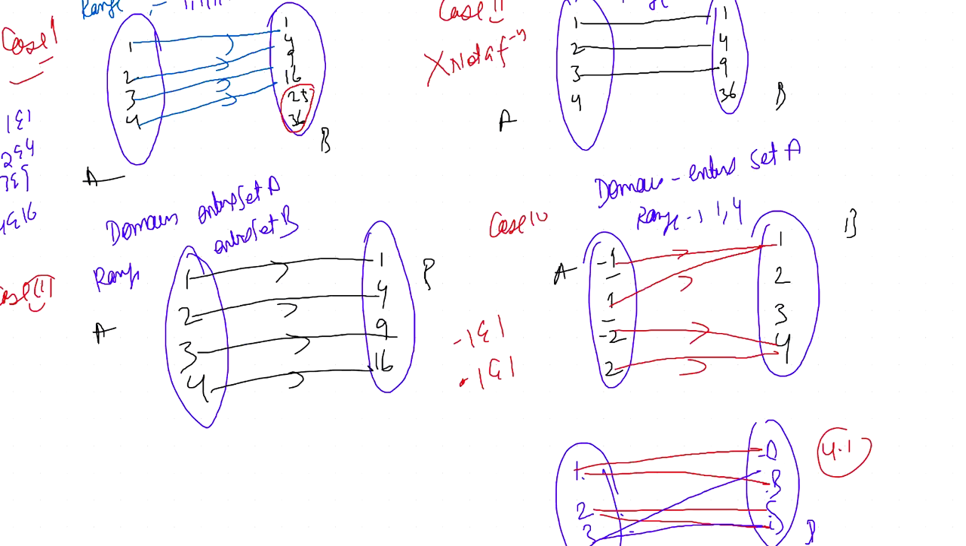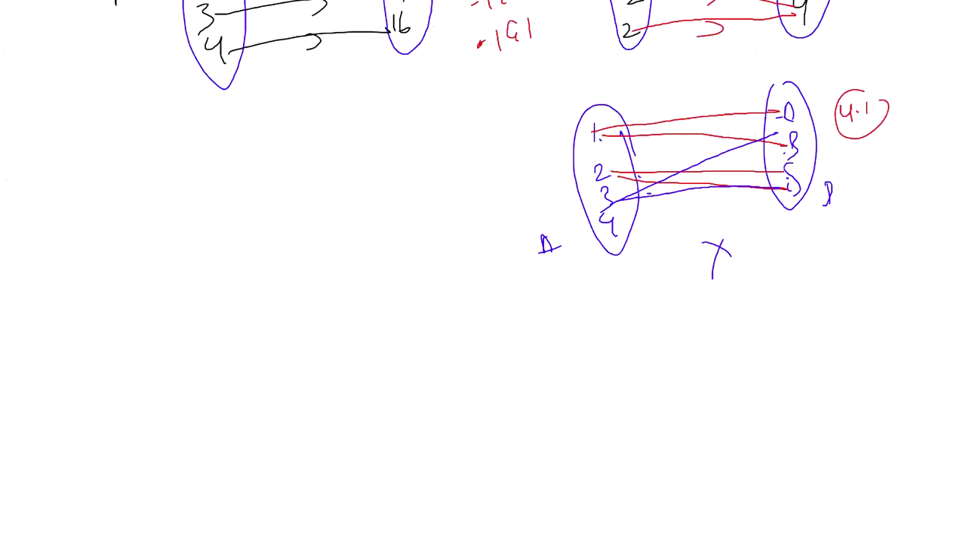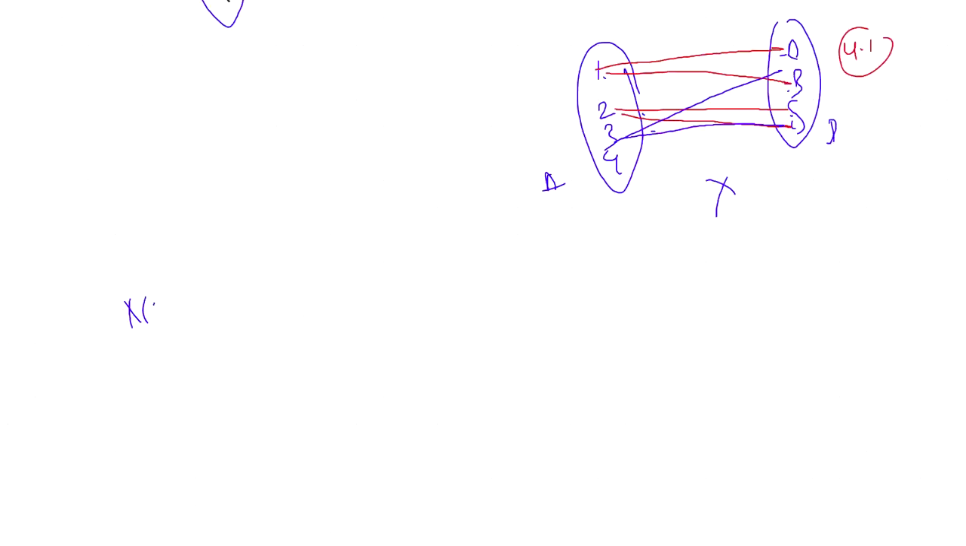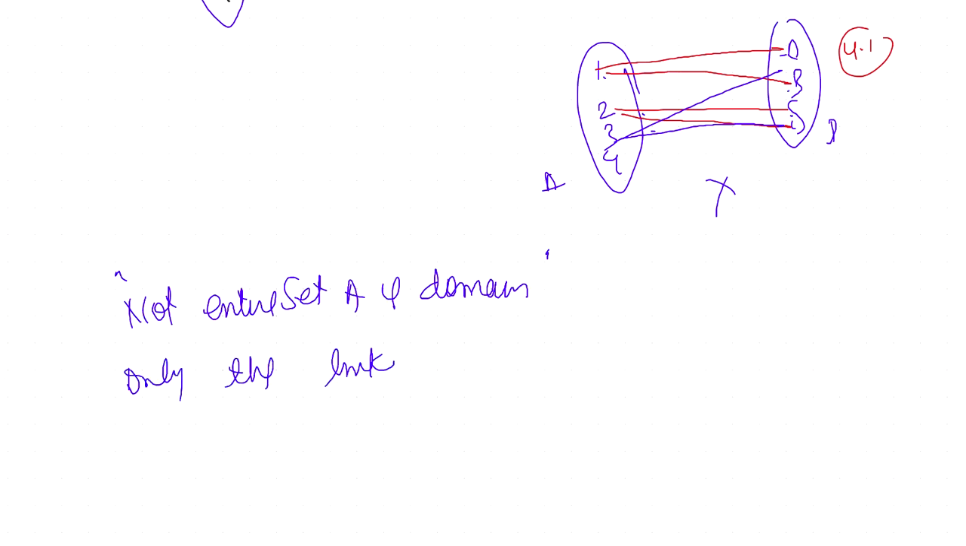ठीक है, अब उन contradictions पे आते हैं जिसकी हम पहले बात कर रहे थे. ठीक है, तो पहले हमने relation में पढ़ा, in relation we studied that not entire set A is domain. This is what we studied in relation. ठीक है, so हमने क्या पढ़ा था relation में, only the linked elements of set A is domain, है ना, हमने ये पढ़ा था.